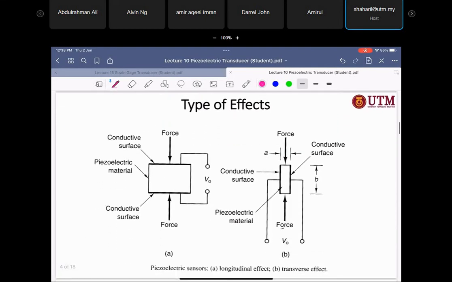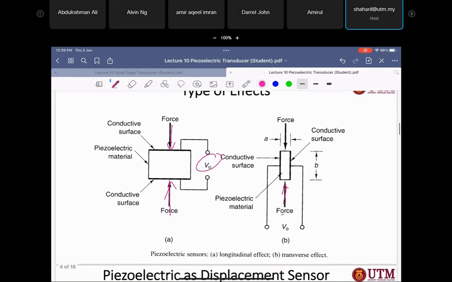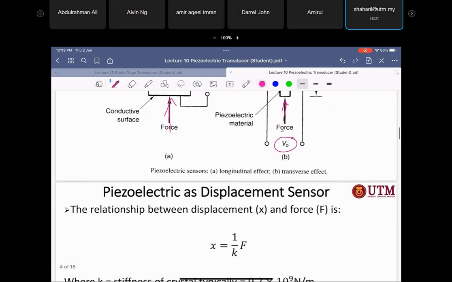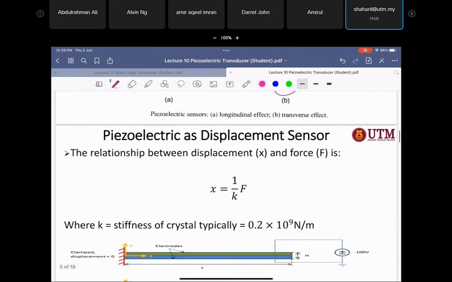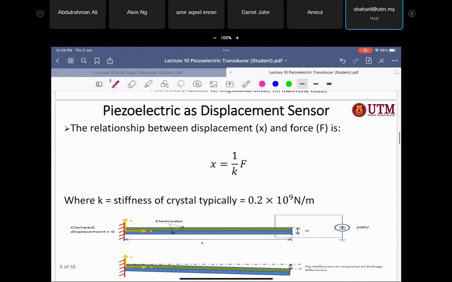So for the type of effect, when you apply the force in this direction, it will give you the voltage. When you apply the force in this direction, it also gives you some voltage here. And also if you give the voltage to the piezo, it can deform, whether it extends or compresses. Okay, so how can we use the piezoelectric as a displacement sensor?